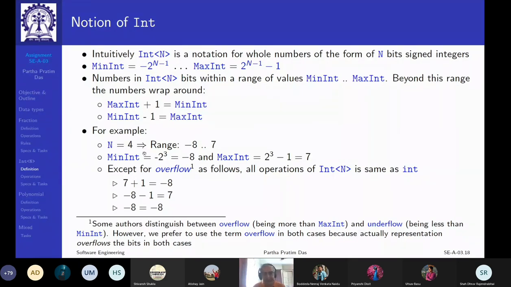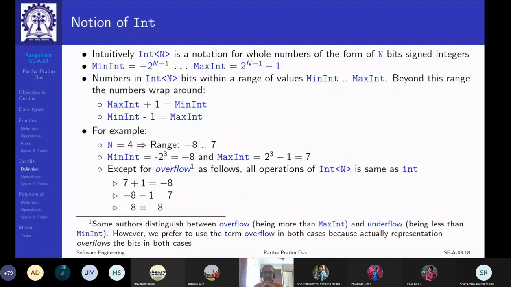So if you take a value 4 for the number of bits, then your range will work out to be minus 8 to 7. Clear. And you have maxint 7 plus 1 is minus 8, wraps around. Minus 8 minus 1 is 7, wraps around. And if you do just simple negation of minus 8, it is minus 8. Right? Minus of minint is minint.